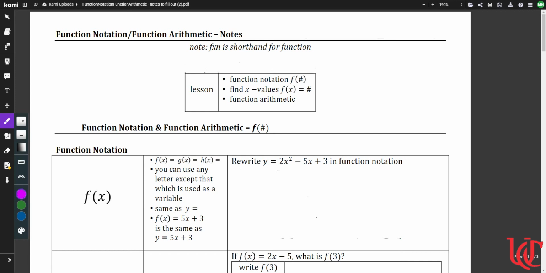All right, so we're going to go over a bit more of the notes on function notation, function arithmetic. One thing that you should know is that when I am writing, fxn is just short for function. It's a lot less to write, a lot less to type, and it fits in the boxes a little bit better. All right, so function notation, remember functions are rules.